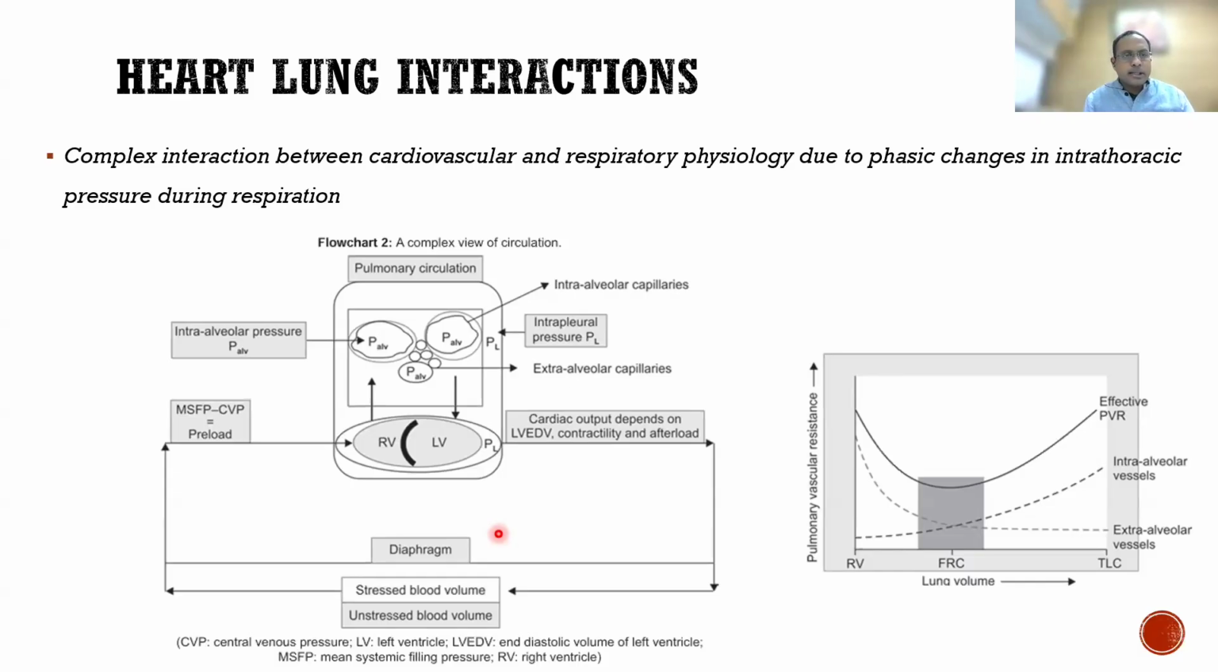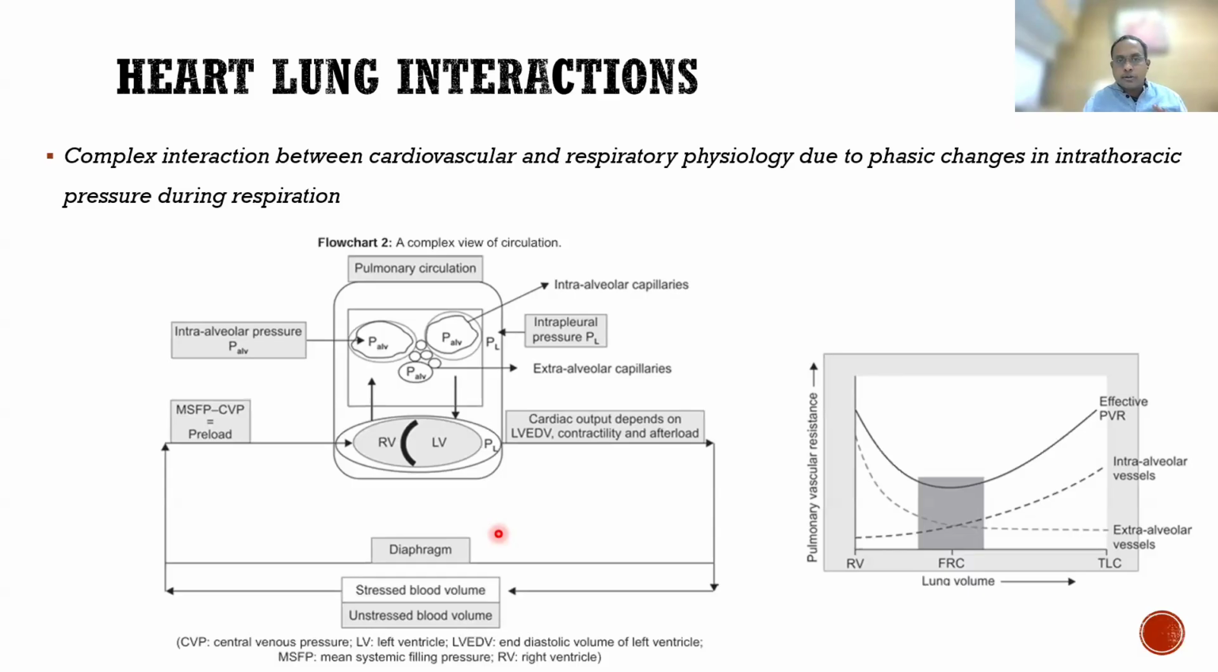So what is heart-lung interaction? It is basically a complex interaction between the cardiovascular system and respiratory physiology. Why? Because of the phasic changes of intrathoracic pressure. During inspiration and during expiration, there is a phasic change in intrathoracic pressure, resulting in interaction between cardiovascular and respiratory physiology. They are in a common mediastinum, so the pressure in one of the systems will affect the pressure in the other system.